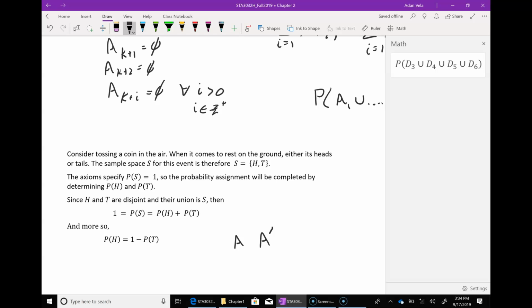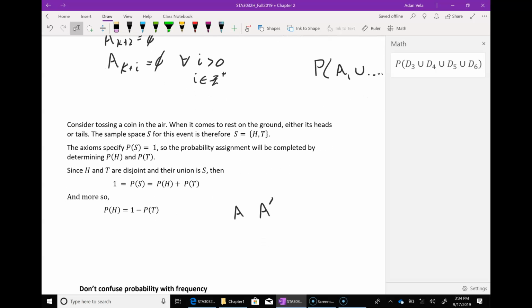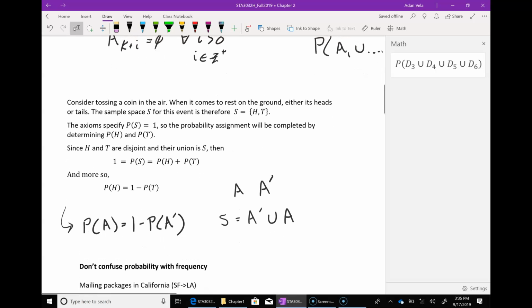being A complement, right? Because we know that for any sample space, that's given by the union of A and A complement. And so we can still apply this same rule. And so this rule always applies. So more broadly, the probability of some event A is equal to 1 minus the probability of the complement of A. So this is a very useful rule.